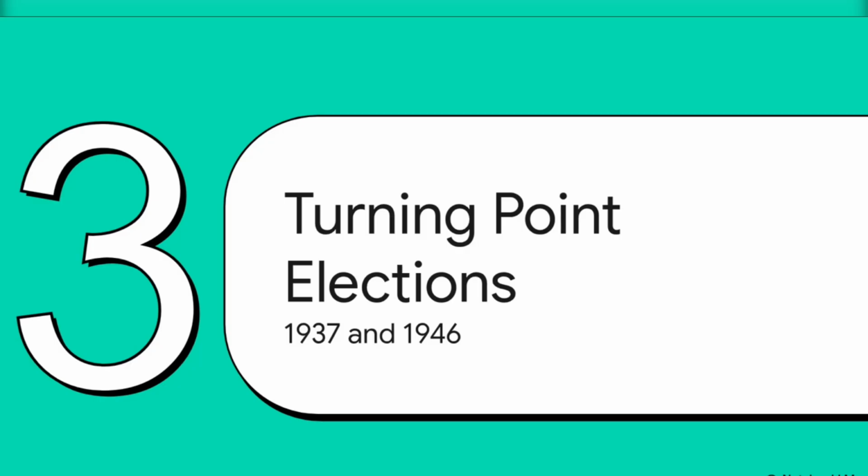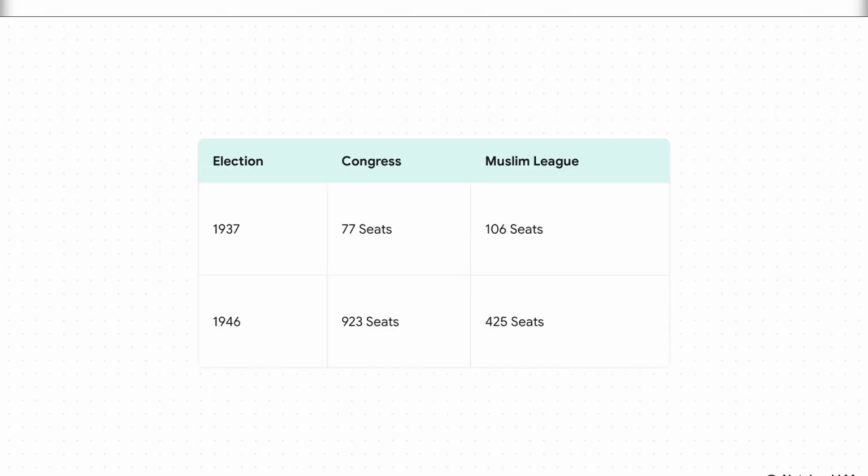Which brings us to Section 3, the turning point elections of 1937 and 1946. Because let's be real, ideologies are one thing, but political power is what ultimately draws borders. In the 1937 elections, the Indian National Congress absolutely dominated, even winning in Muslim-reserved areas. But then World War II broke out and Congress leaders resigned en masse in protest against being dragged into the conflict without consultation. The Muslim League took the exact opposite approach and offered the British their support.